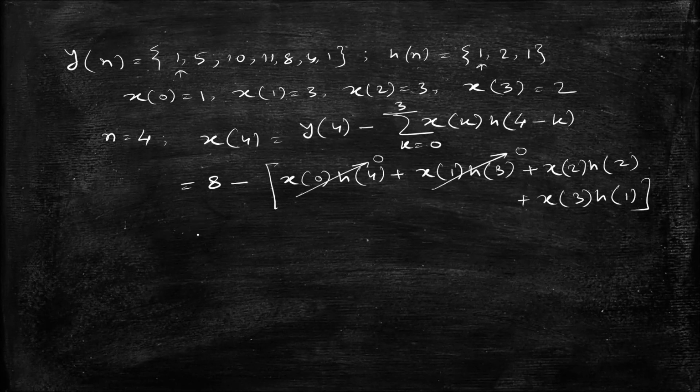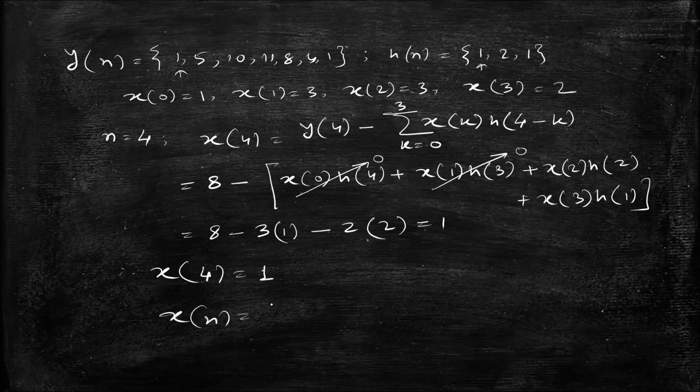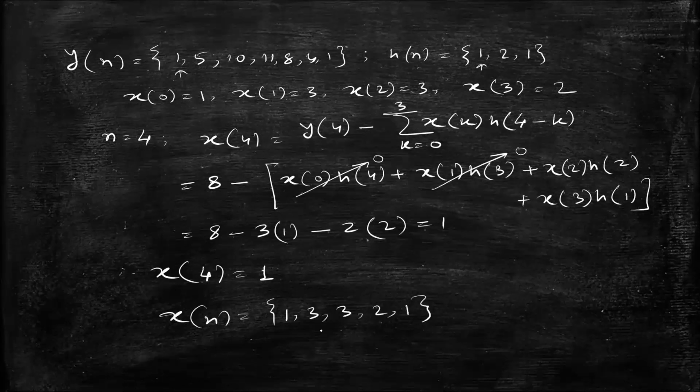So only you have 8 minus x of 2. What is the value of x of 2? That is 3, multiplied with h of 2, that is 1, minus x of 3. What is the value of x of 3? 2 multiplied with h of 1, that is 2. So the value will be 1. So x of 4 equal to 1. So my input signal is x of 0 to x of 4: 1 3 3 2 1.